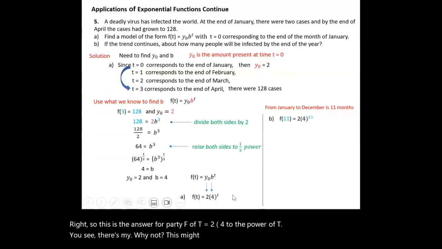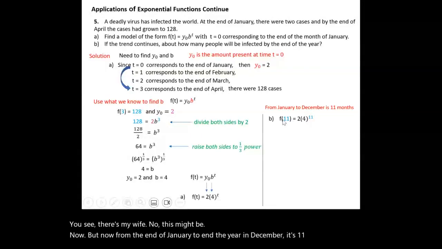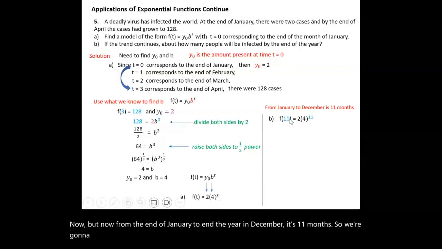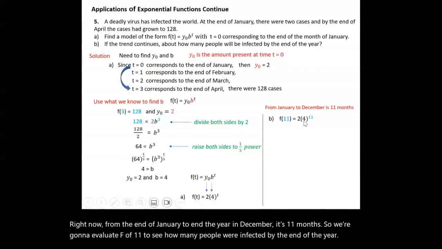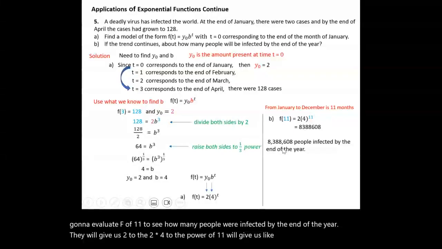Now, from the end of January to the end of the year, in December, it's 11 months. So we're going to evaluate f of 11 to see how many people were infected by the end of the year. This will give us 2 times 4 to the power of 11, which gives us 8,388,608 people infected by the end of the year.